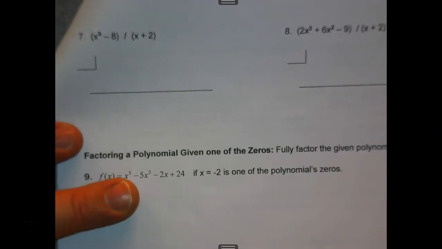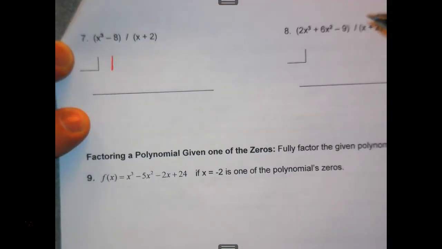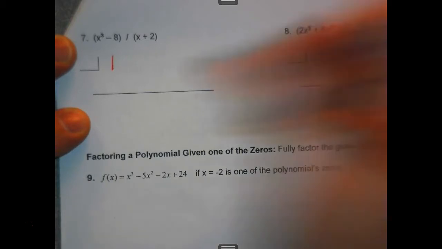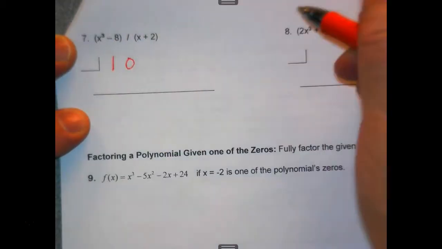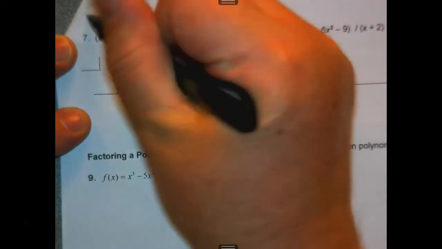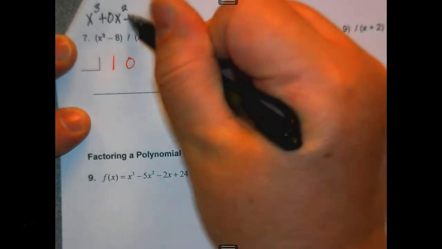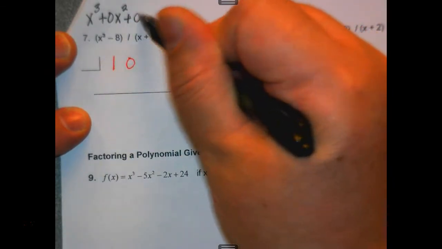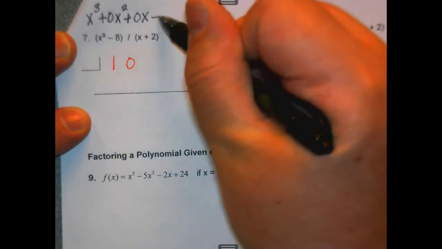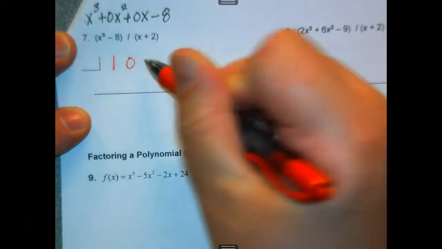All right, number 7. What's the coefficient of x cubed? What's the coefficient of x squared? 0. It has to be 0 because there's no x squared there, right? So I have x cubed plus 0x squared. What's going to be my coefficient for x to the first? 0 times x to the first, then minus my constant, right? So I have 1, 0, 0, negative 8.